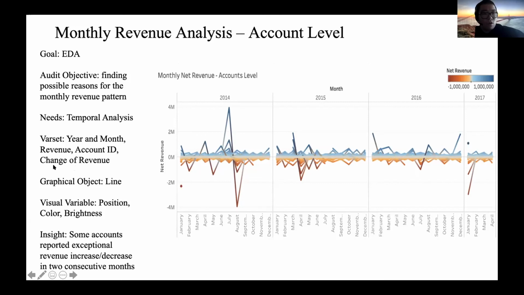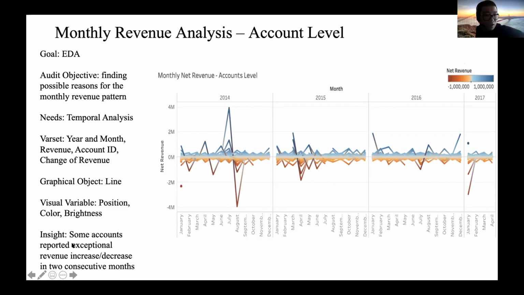We have also calculated a regenerated variable called change of revenue, which is the difference between the revenue reported in the previous month and the revenue reported in the current month. So it is the difference between the reported revenue in two consecutive months. For the visual variables, we use color to represent the revenue value and brightness to represent the difference. Therefore, we could magnify those exceptional accounts which reported exceptional revenue change in two consecutive months.